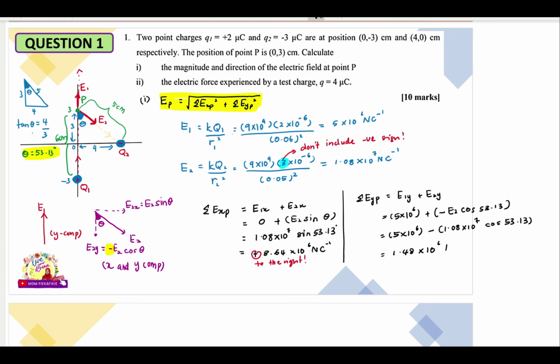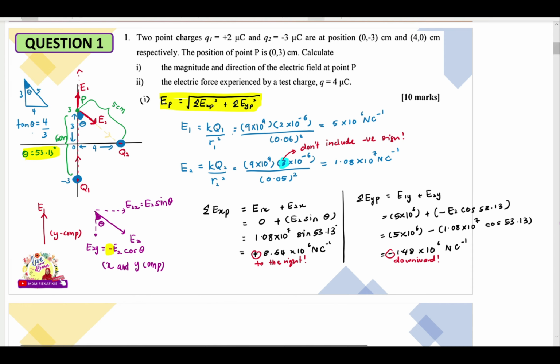exponent 6 Newton per Coulomb, okay, and sorry, it should be negative, okay, negative 1.48, so negative sign showing that the direction of total EYP is downward direction. Okay, downward direction. Sorry. Downward. Okay.